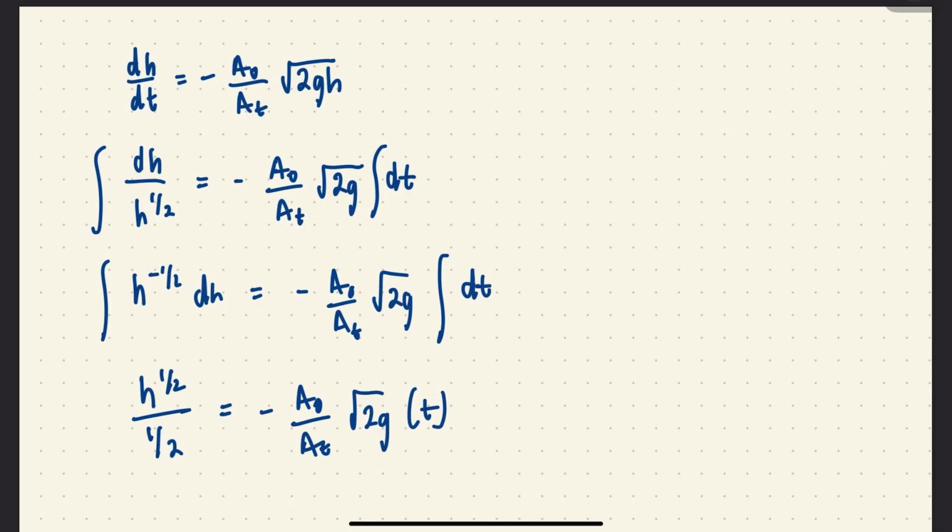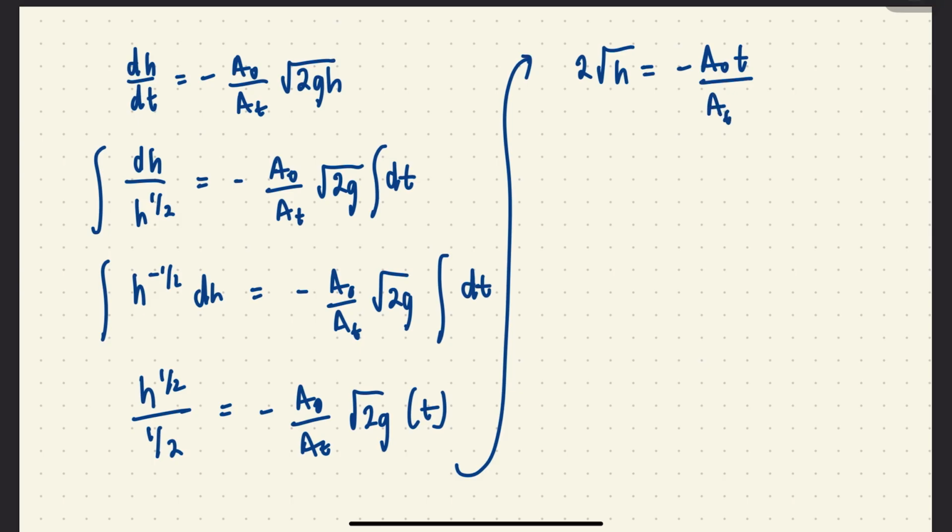Rearranging the left hand side, this will give us 2 square root of h is equal to negative A sub O t over A sub T square root of 2g plus c. Don't forget the constant. Okay? Using your initial value at time 0, you have your original height. So we will use this at time 0.